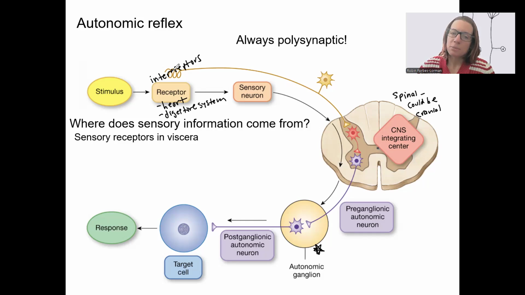So within the body, interoceptors could also be somatic. There's examples of that. But autonomic sensory information is always interoceptors. Internal stimulus. Not all internal stimuli are autonomic. Okay. So then we've got the sensory neuron. This is still in the dorsal root ganglia, just like all sensory information is, unless it's a cranial reflex, in which case it's just a little different.